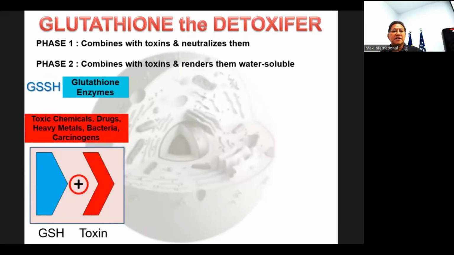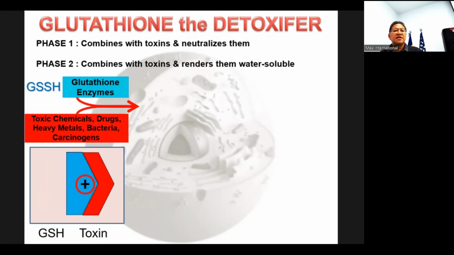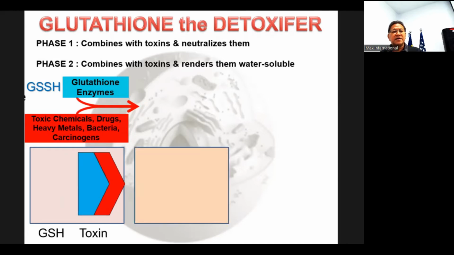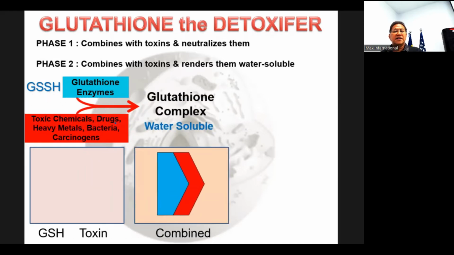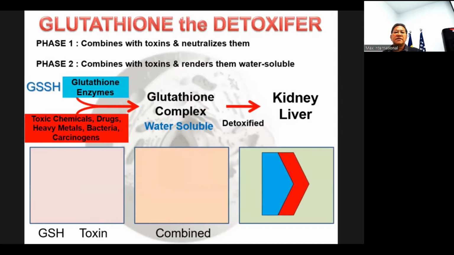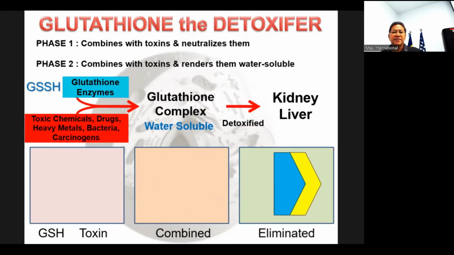Okay, so this is step by step, right? Glutathione with the enzymes, they combine with the toxins, chemicals, drugs, heavy metals, or even bacteria and carcinogens. Okay, make them water soluble. Okay, in the process, some are already neutralized. Okay, but even the ones that are not neutralized are also then being excreted, right? Mainly through the kidneys and liver.